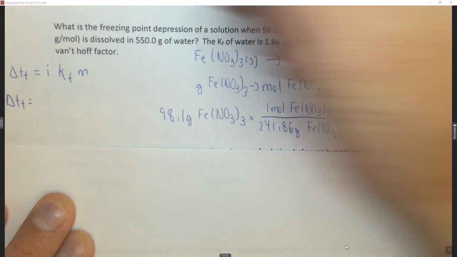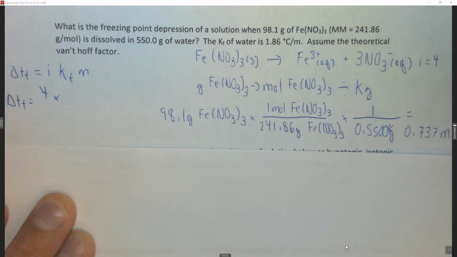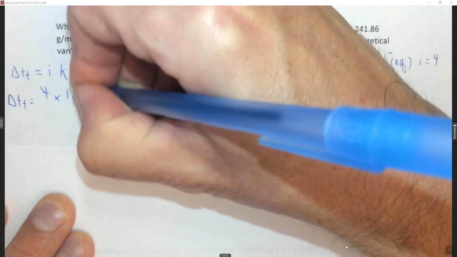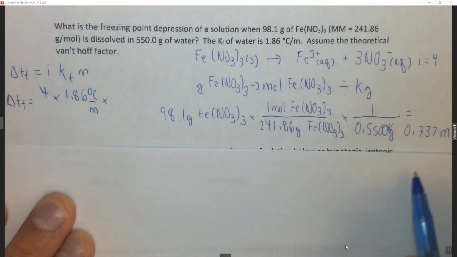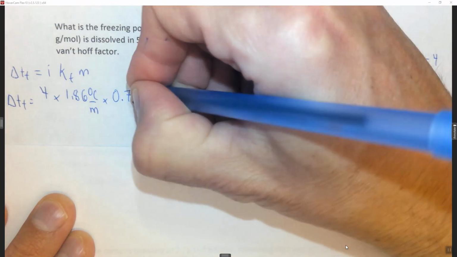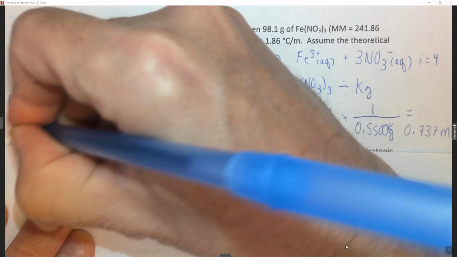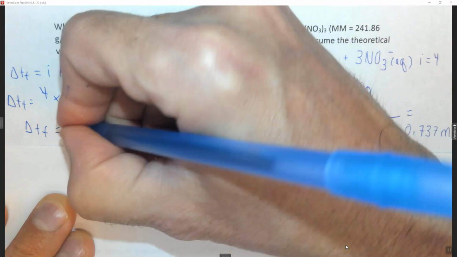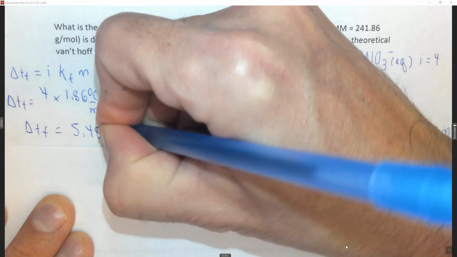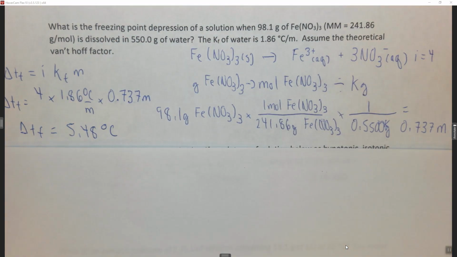ΔTf equals i, which is 4, times the Kf, which is 1.86 degrees C per molal, times the molality, 0.737 molal. And when you do that math, you find that the freezing point depression here is 5.48 degrees C. Note that the actual freezing point of water would be negative 5.48. We lowered the freezing point by 5.48 degrees C. It was 0 to begin with. We dropped it by 5.48 degrees, so the actual freezing point is negative 5.48 degrees C.